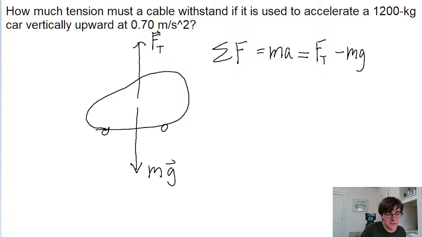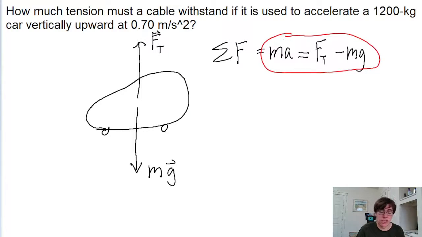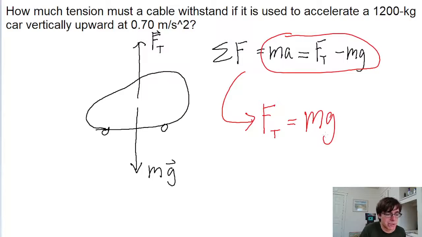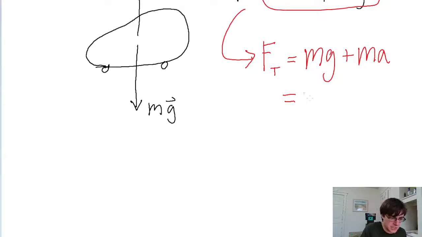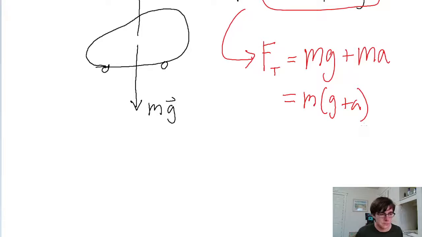Now the problem is asking for us to solve for the force from the tension. So we're going to isolate this equation and solve it for F sub t. We can do that pretty simply by adding mg to both sides of the equation. So the force from the tension is equal to mg plus ma. And if you want to simplify this, you can factor out the m and just have m times g plus a. And that's really it. That's the final equation we'll want to use.